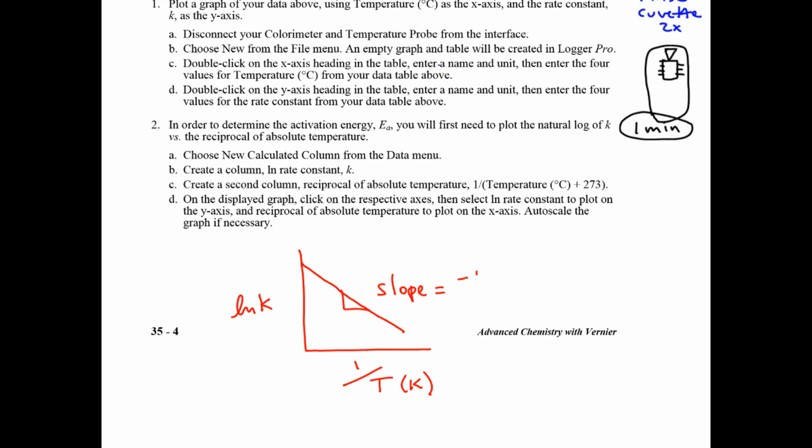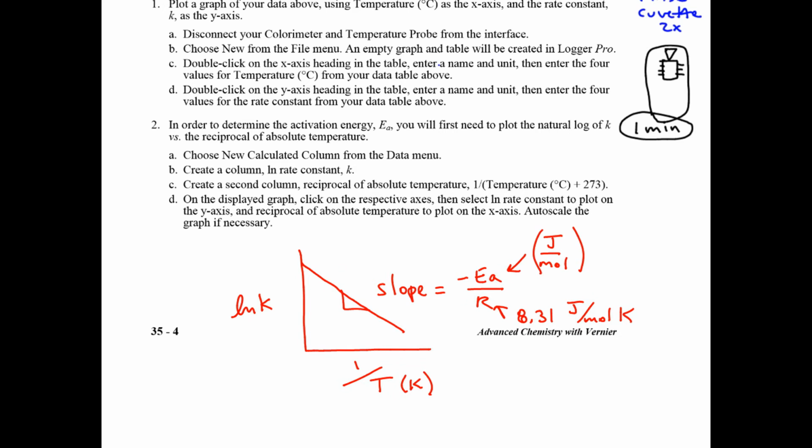equals the negative of the activation energy over R. Remember that R is 8.31 joules per mole Kelvin. So your activation energy, of course, is going to be in joules per mole.